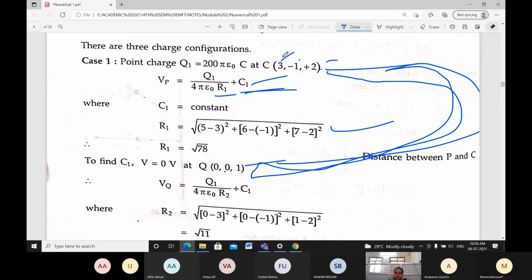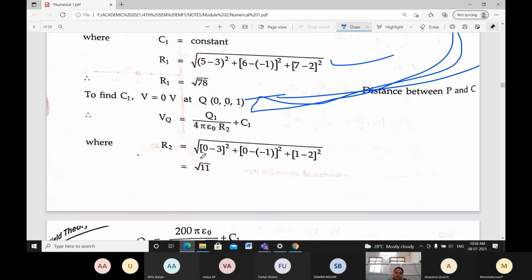Therefore, 0 minus 3, 0 minus (-1), 1 minus 2, right? Therefore, R2 is going to be the square root of (0 minus 3) whole square plus (0 minus (-1)) whole square plus (1 minus 2) whole square. That is going to be square root of 11.